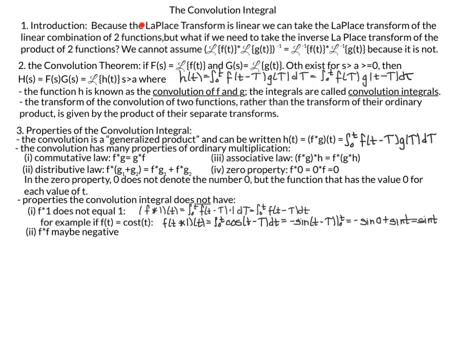We've gone through the introduction, and we defined the convolution integral as these two integrals here. This convolution is known as a product. It's a type of generalized product and can be written f asterisk g of t, equal to our convolution integral. If you like this notation, which I don't because it looks a lot like multiplication, but it actually means convolution. But convolution has many properties of an ordinary multiplication.